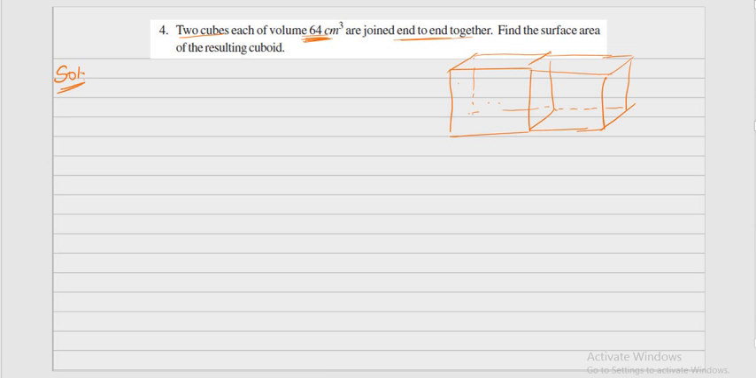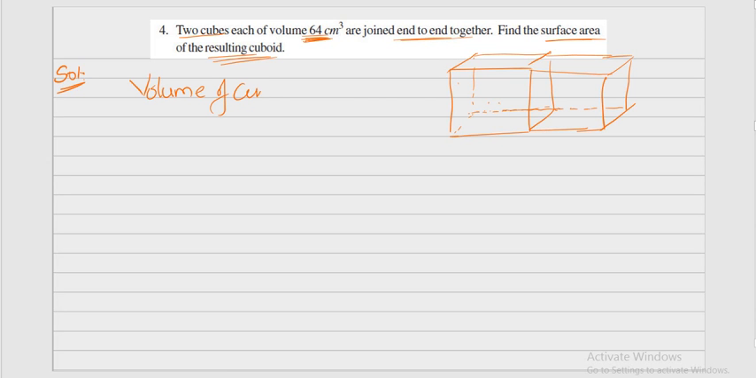These are nothing but the back parts, which you can see if it is transparent. These are the two cubes which are stuck to each other end on end. He is saying end on end. Now he is asking you to find the resulting cuboid's surface area. So this is nothing but a cuboid, right? Now what he has given: the volume of the cube is given.